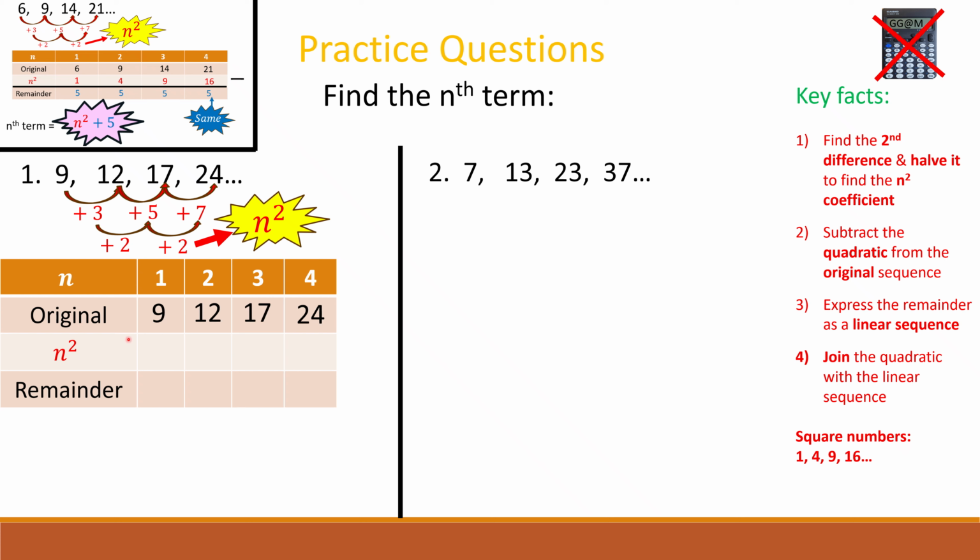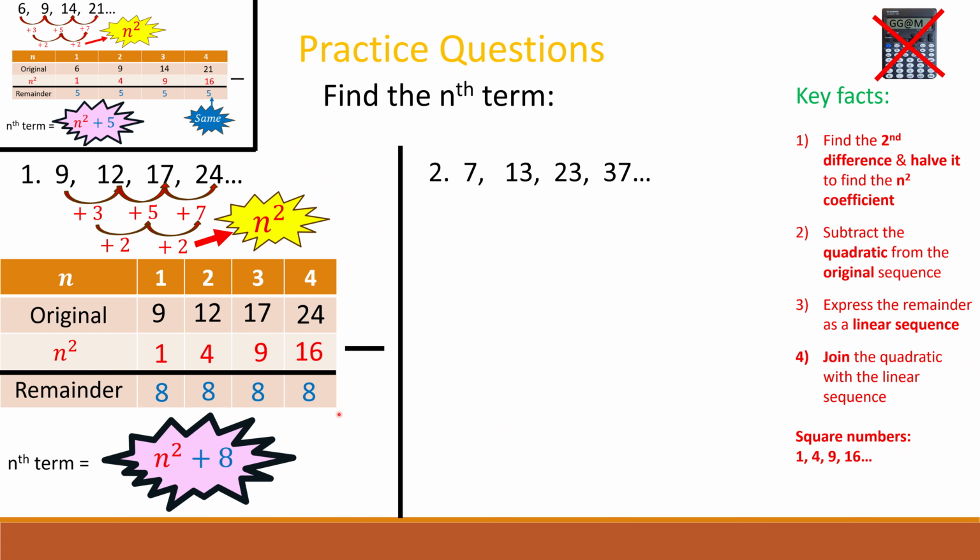So 1 squared was 1, 2 squared 4, 3 squared 9, 4 squared 16, and then we're going to subtract these two answers here to get your remainder. So 9 take away 1 is 8, 12 take away 4, 8, 17 take away 9, 8, 24 take away 16 is 8, and this gives me the nth term of being n squared plus 8 because we've got the n squared up here. These are all the same, so this is plus 8. Give yourself a big tick if you got that correct. Press pause if you haven't had a go at question 2 yet. Have a go at question 2 before you hear how to do it.